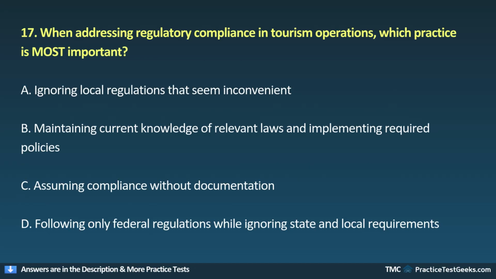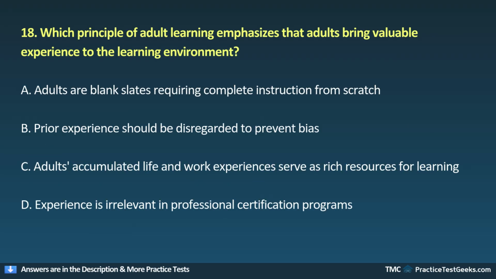17. When addressing regulatory compliance in tourism operations, which practice is most important? A, ignoring local regulations that seem inconvenient. B, maintaining current knowledge of relevant laws and implementing required policies. C, assuming compliance without documentation. D, following only federal regulations while ignoring state and local requirements.